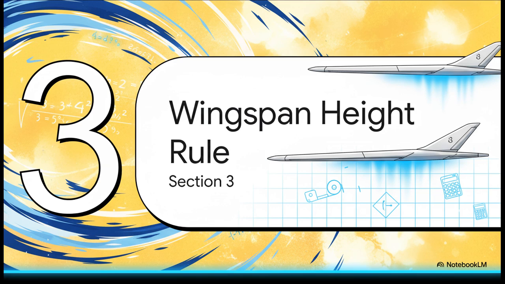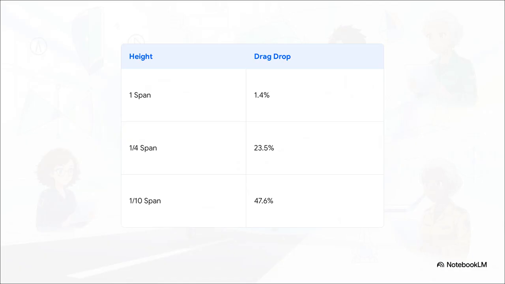Okay, Section 3, the wingspan height rule. So how close do you actually need to be for ground effect to really kick in? The math on this is super interesting. When you're at a height of 1 full wingspan off the ground, your induced drag is reduced by only 1.4%, so basically nothing. But drop your altitude down to a quarter of your wingspan, and suddenly you're getting a 23.5% reduction. Drop even further to 1/10 of your wingspan, and boom, a massive 47.6% reduction in induced drag.